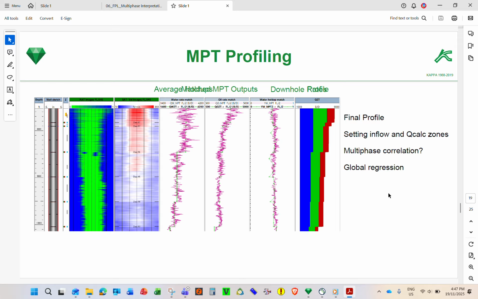In theory it's good, but in reality it's something like this, and then you try to make the model. So you have the holdup of oil, but we're looking at only those two, right? Because we already have the Q water and Q oil. If you do a global regulation, multi-phase, it's something like this. So we try to match.